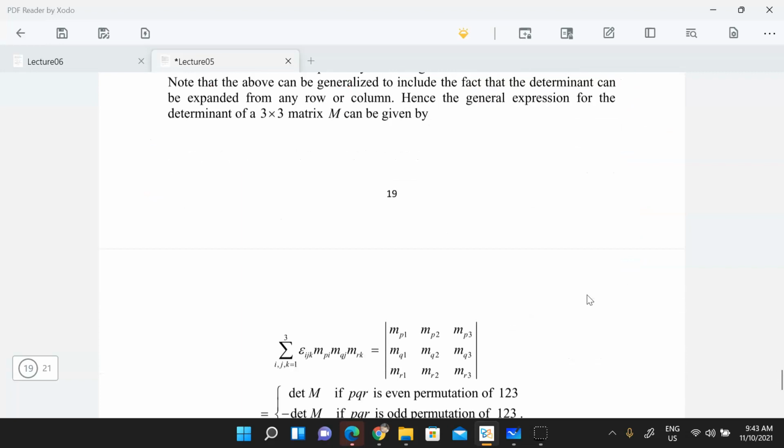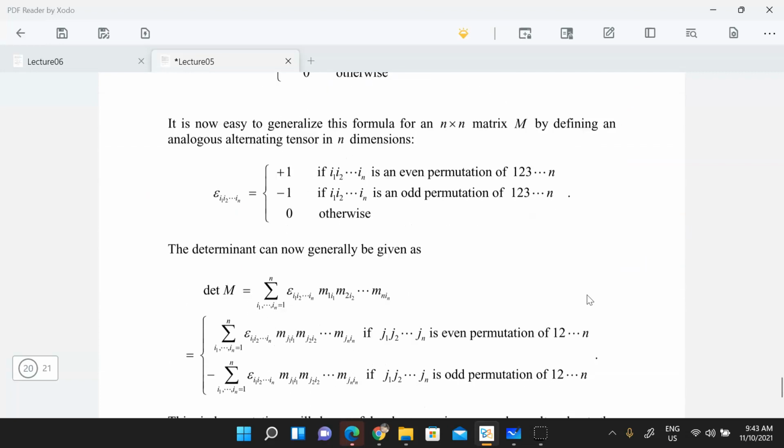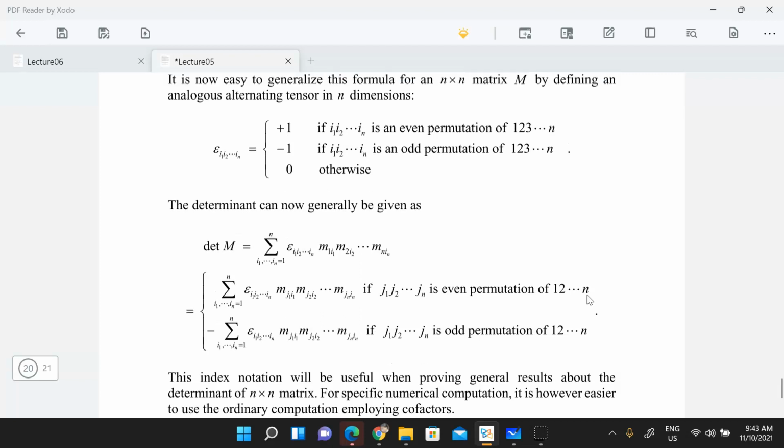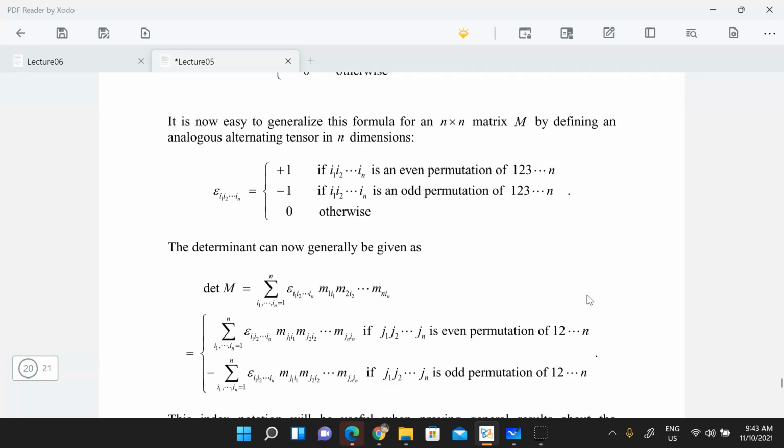The other thing about that, I'm going to jump straight over here because I know this is not really part of what you're going to learn in BOAS. You can generalize it to any bigger matrix, n by n matrix. So what we need is a generalization of your epsilon symbol earlier. Instead of having 3, which is meant for a 3 by 3 matrix, here your index will have n of them.